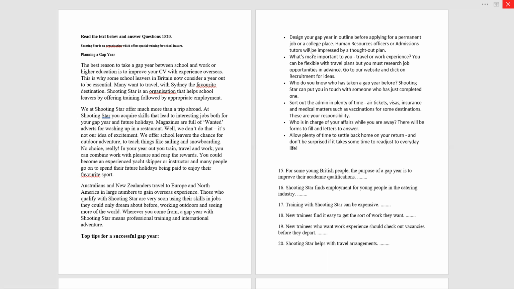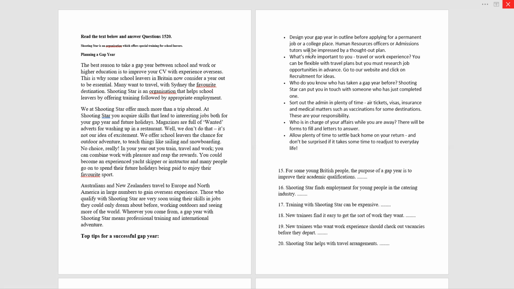Now, new trainees find it easy to get the sort of work they want. So yes, this is a true answer. In the second and third paragraphs they say that once you have gained experience, it will be easy for you to get the work you want after the experience with Shooting Star, right? So this stands true.